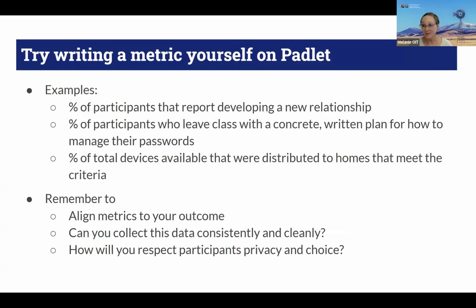Remember that you have to be able to get this data consistently, and it has to be clean, and you have to honor people's privacy and the choice to participate or not participate. So in that classroom example, if 9 people say, yeah, I'm going to share with you, and 1 person doesn't, we don't want you to be like, you have to tell us how you're going to manage your passwords, right? That's not the vibe we're going for. All right, next slide.